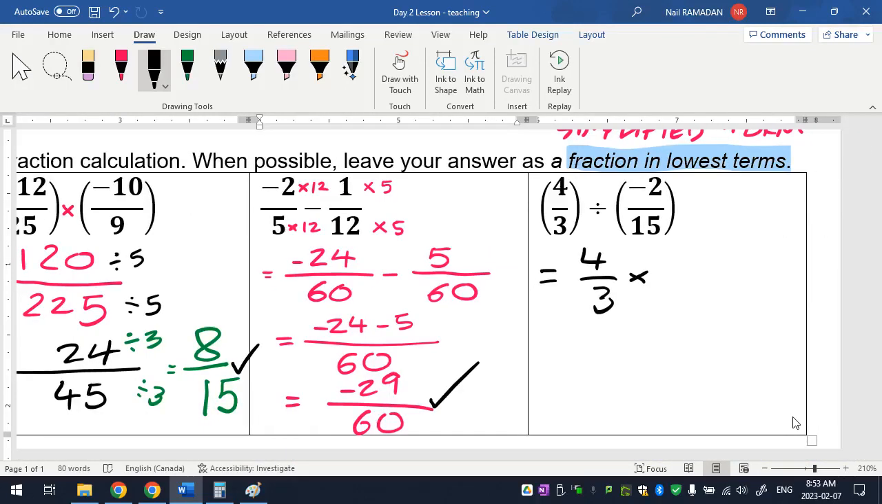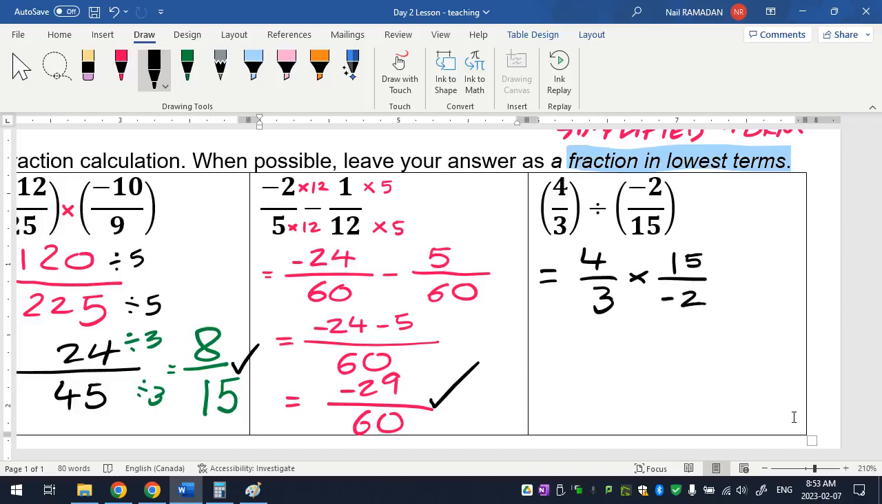Do we still keep the negative? Yes, you do. All you do is flip. You do not change the numbers. You just change the location of each number. Top becomes bottom. Bottom becomes top. So this becomes 15 divided by minus 2. And now we're back to what?